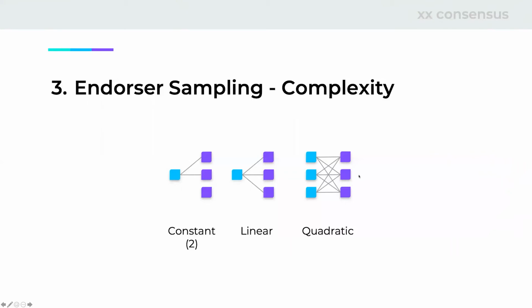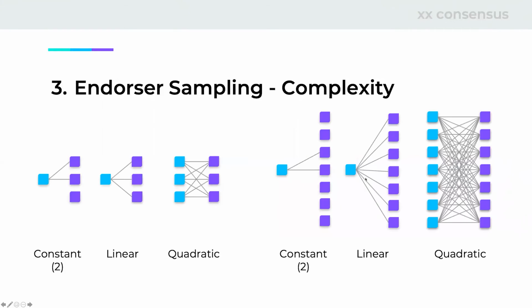Now, the quadratic here doesn't seem to be a big issue. It's just like nine communications. However, this will change drastically when we increase the size of the network. Now we have the same diagrams here, but with a network of size 7. We can see that in constant and linear, it's still very bearable. So we still have two communications here, and here we only have 7 because that's the size of the network. However, now in quadratic, we have 7 squared, which is 49 communications. We aren't even sure if we drew all of these edges in this diagram. So this is what provides our motivation for having a constant or linear scalable consensus algorithm.